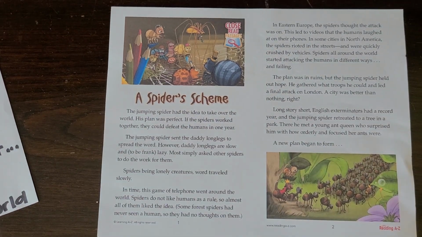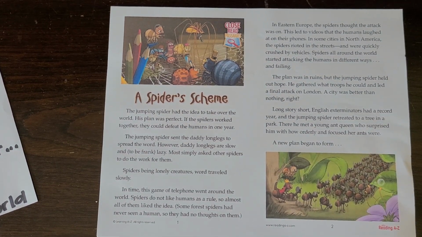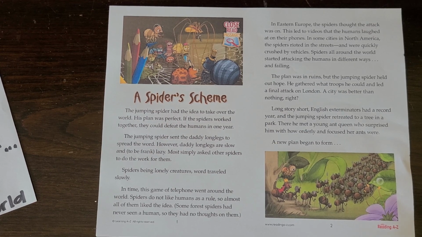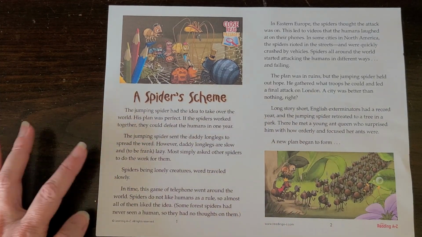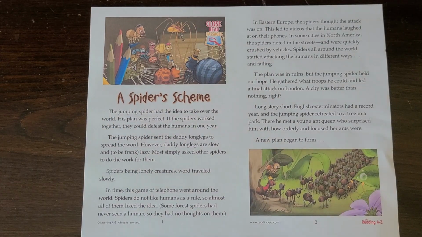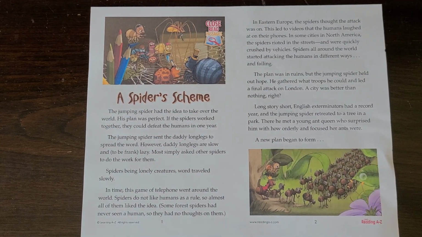A Spider's Scheme. The jumping spider had the idea to take over the world. His plan was perfect. If the spiders worked together, they could defeat the humans in 1 year. The jumping spider sent the daddy long legs to spread the word. However, daddy long legs are slow and, to be frank, lazy. Most simply asked other spiders to do the work for them. Spiders being lonely creatures, word traveled slowly. In time, this game of telephone went around the world.